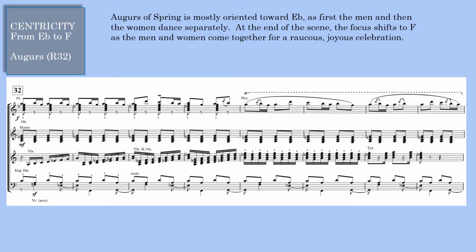The Augurs of Spring is mostly oriented toward E flat, as first the men and then the women dance separately. At the end of the scene, the focus shifts to F as the men and women come together for a raucous, joyous celebration.